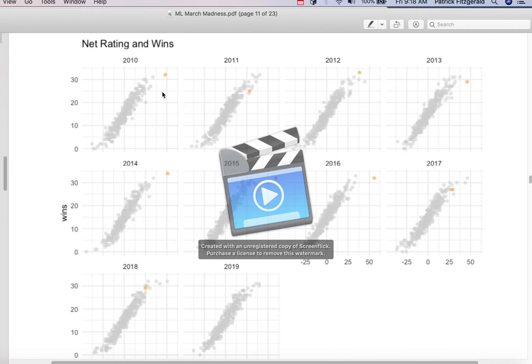I want to look at net rating and wins. This is basically the metric that combines defensive and offensive rating, and you can see the national champion, with some exception, is typically one of, if not the clear best team in the league.